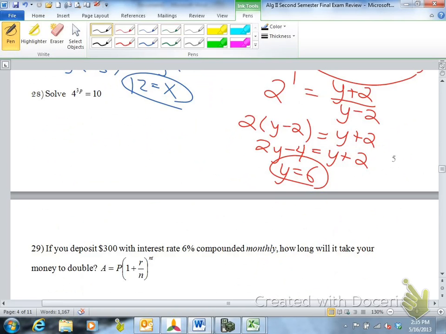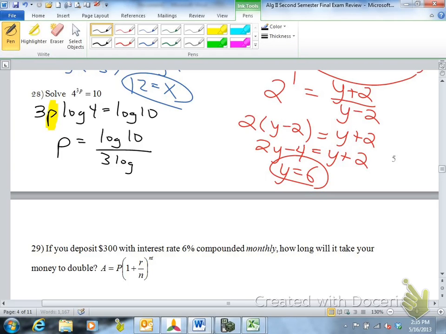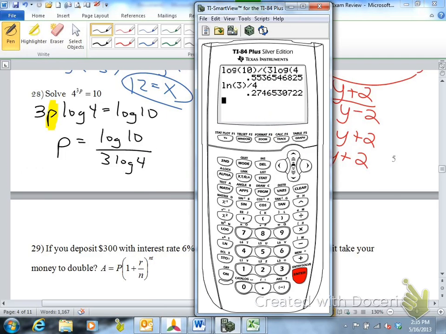With a variable as an exponent, you would bring the exponent down by logging both sides. And then solving for p, you would have p equals log 10 over 3 log 4. And be careful when you do it on your calculator. If you do it all at once, you'd have log 10, which is really 1, divided by, you need a parenthesis right there if you're trying to type it in all at once, 3 log 4. So 5537.